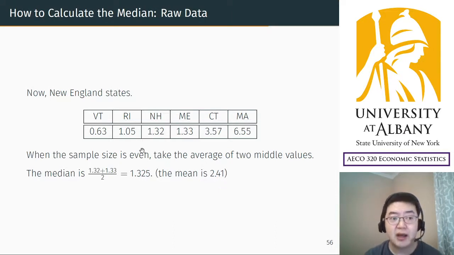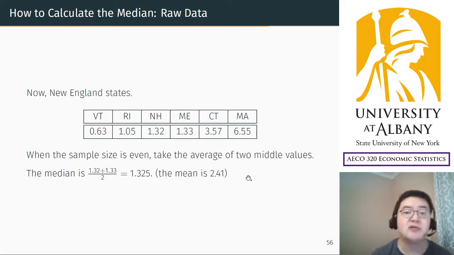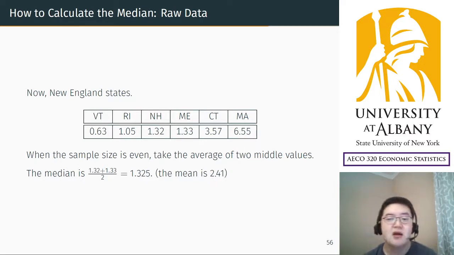I calculated the average separately, and it is 2.41. There is no pattern. Overall, the mean was greater than the median, but I will explain why later.